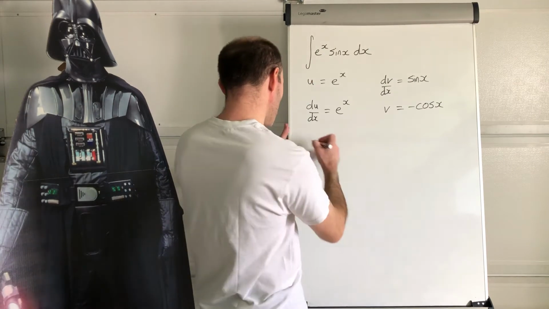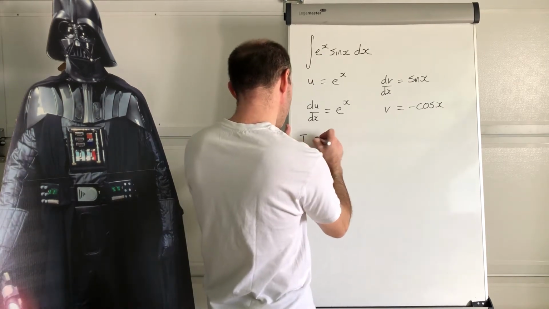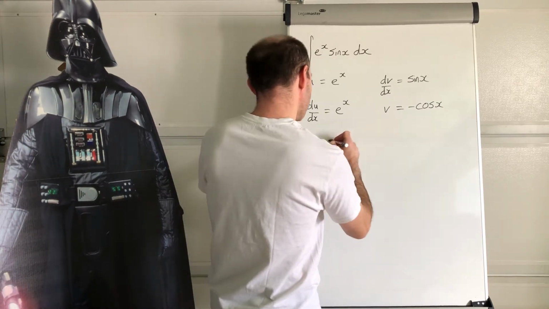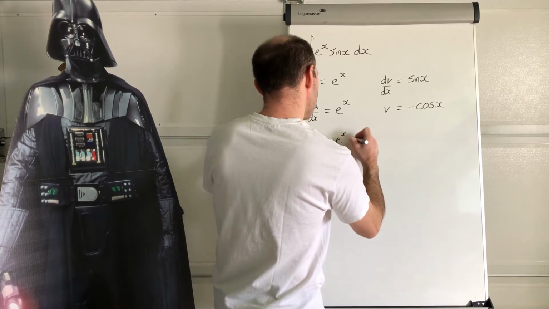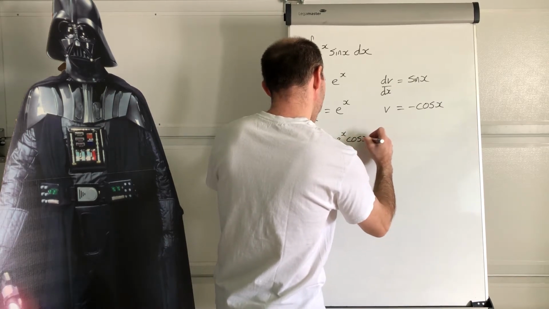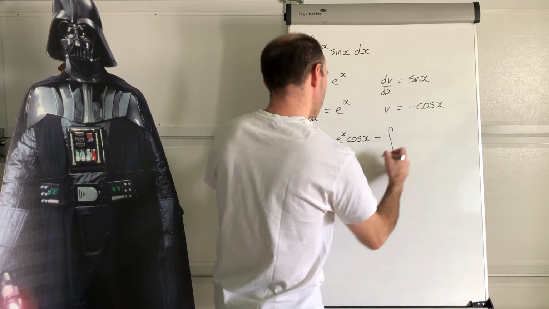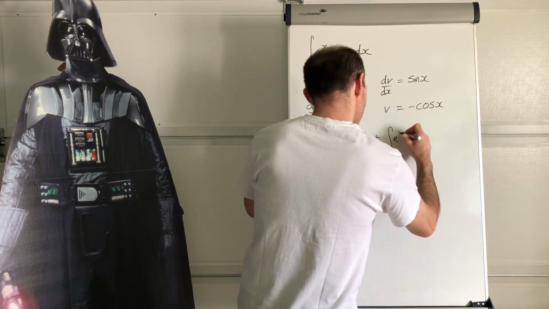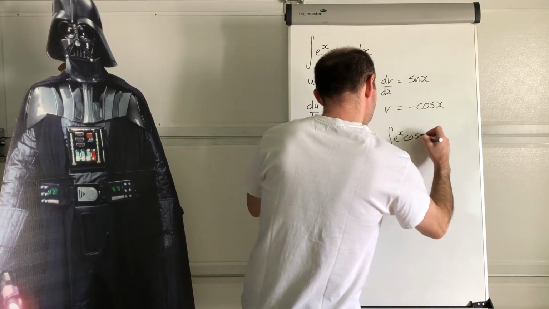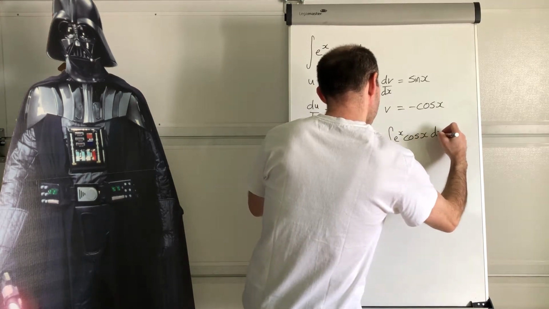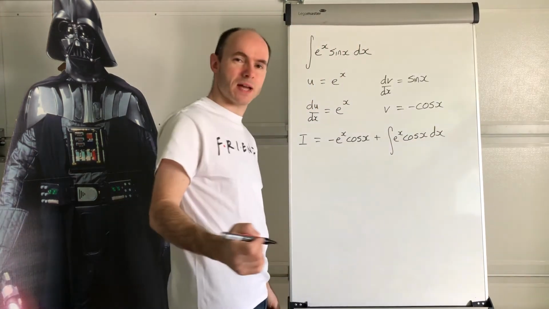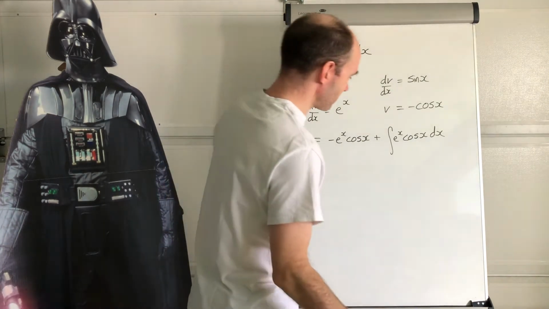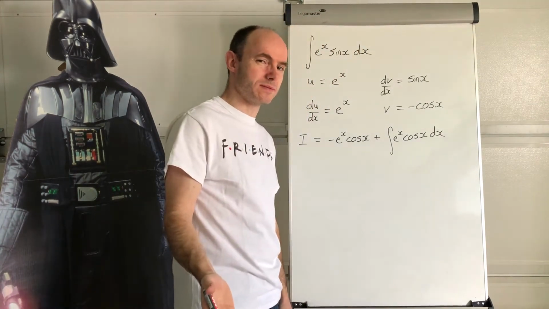Good. And then what next? So that means our integral is going to be uv, so that's negative e to the x cos x, subtract the integral of v du dx, so that's going to be positive e to the x cos x dx. Did you get that, or something like that? You're not wrong.